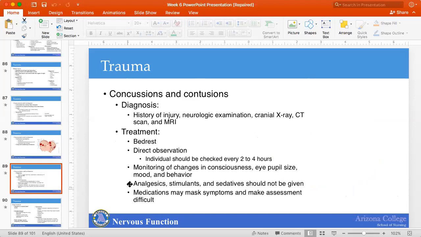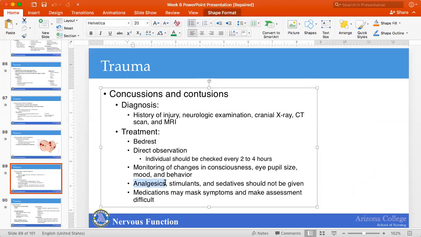Analgesics. Typically, you're going to use something like Tylenol and not ibuprofen or aspirin, as those are NSAIDs, or what they would call blood thinners. So if there was a contusion and there was bleeding in the brain, you're not going to want to give them something that would increase the bleeding in the brain. So analgesics would typically be a non-NSAID like Tylenol, potentially a stimulant to keep them awake.